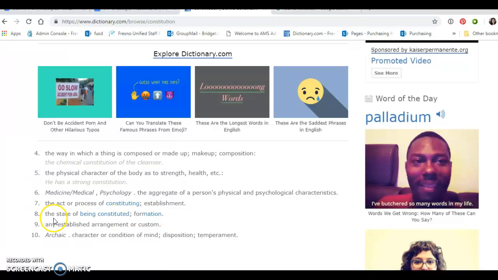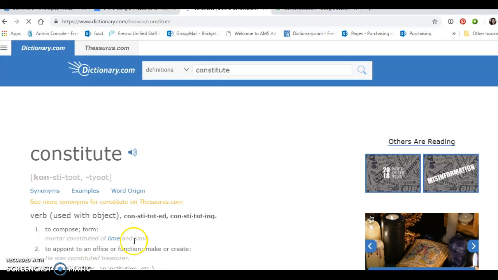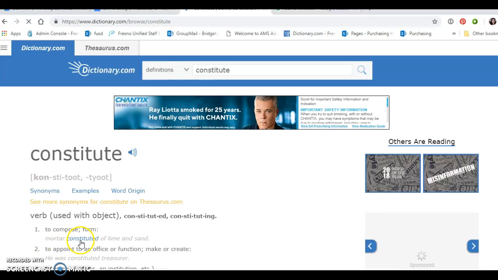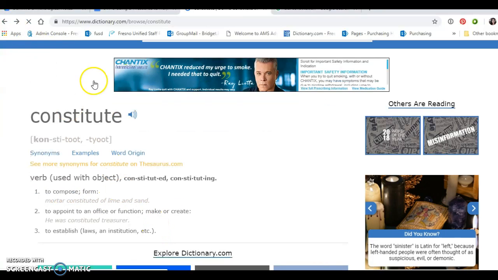So if I go to the state of being constituted, I can click on any of these words. I can even click on archaic to find out what that word means. But we want to see what these actually mean a little bit more. To compose, to form, mortar constituted of lime and sand. Well, here we're talking about elements like lime and sand. Yeah, that looks pretty good. So this definition is looking close to me. I'm going to go back.